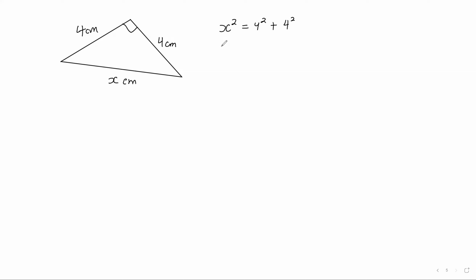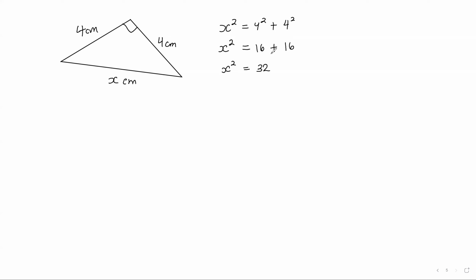All right. Yes, Faith. Next line. 4 squared is equal to 16 plus 16, which is equal to 32.